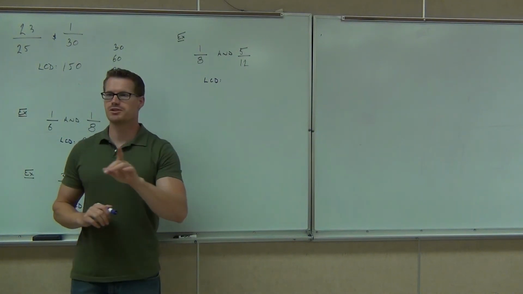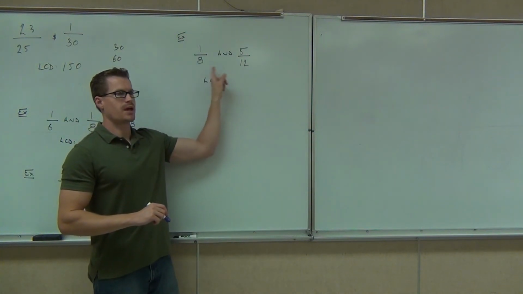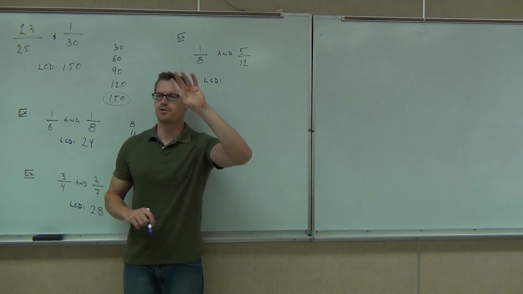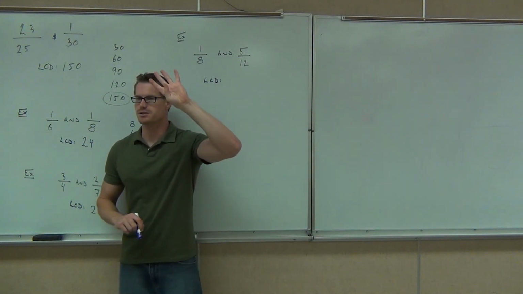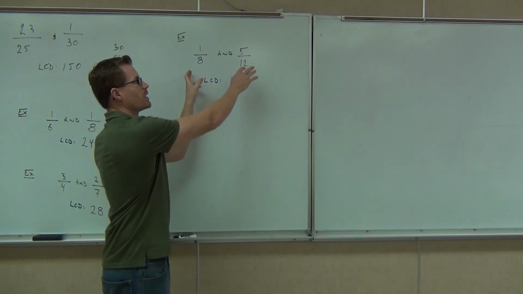Here's what I'll bet you. I'll bet you $1 million that this happens, okay? I'll bet you that if you multiply these two numbers and you divide by their shared common factor of 4, you're going to get 24. That's what I'll bet, the LCD. And that's what happens when you have the shared factor. You don't necessarily have to multiply both of these.